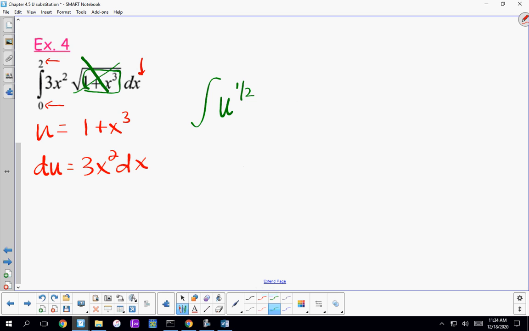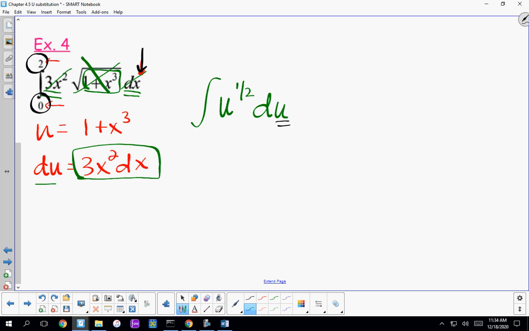Okay, so this is now taken care of. I still need 3x squared times dx, which I have here. It's equivalent to du, so it can go out and du can come in. I have to be very careful now because the problem states that this is in terms of u now. And remember, these were x values. So I need to turn them into u values.